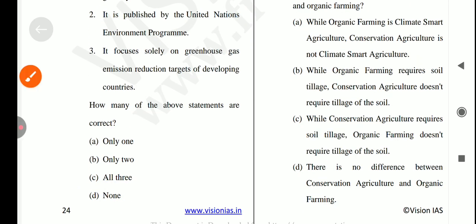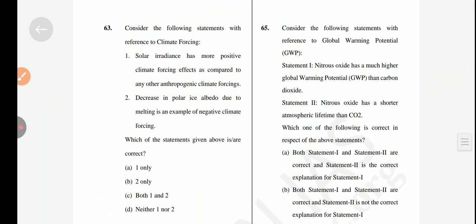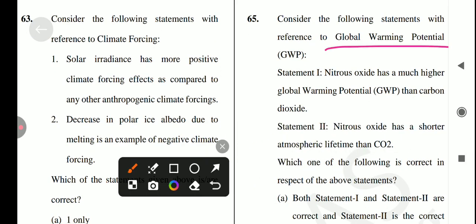Okay, let's come to the next question which is: consider the following statements with reference to global warming potential. Regarding global warming potential, which statement is correct? Okay, so first statement is the nitrous oxide has a much higher global warming potential than carbon dioxide. Is it true? Yes, it's a correct statement.